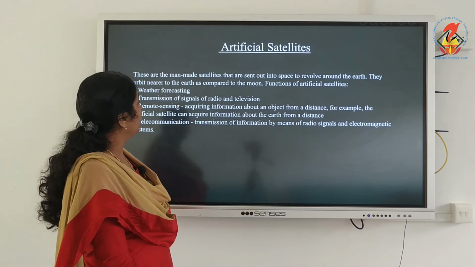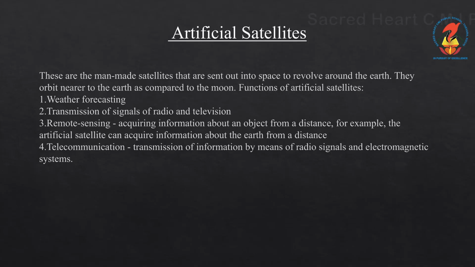So, there are man-made satellites that are sent to space to revolve around the Earth. Their orbits are nearer to the Earth as compared to the moon. Functions of the artificial satellites are weather forecasting, transmission of radio and television signals, remote sensing and telecommunication.